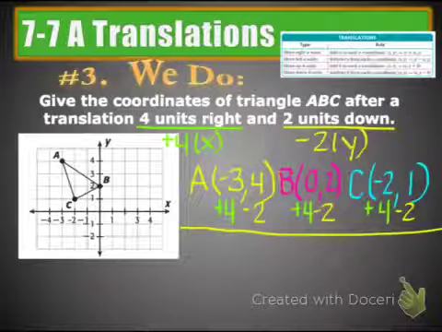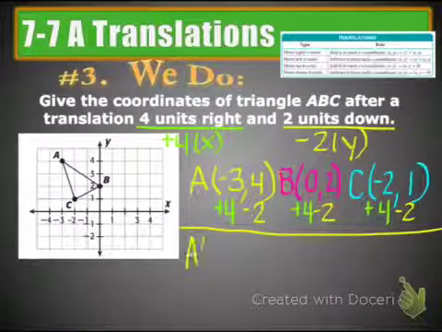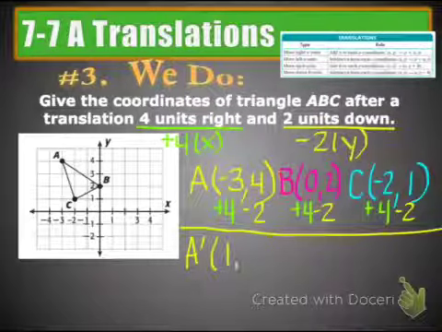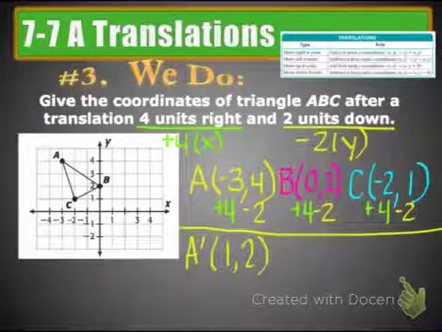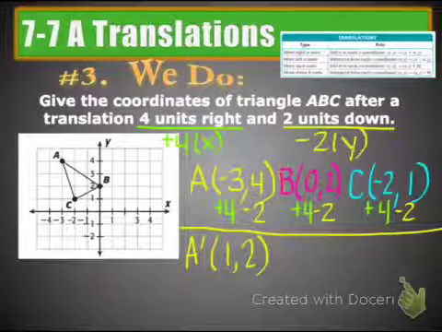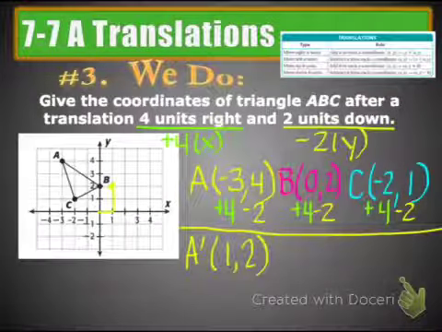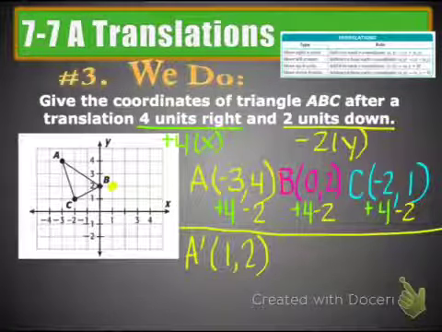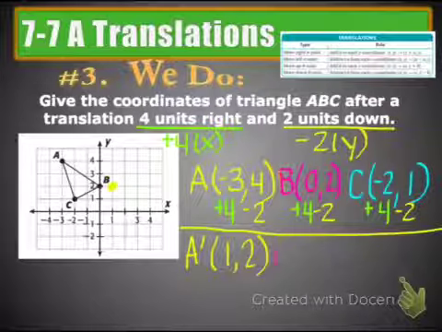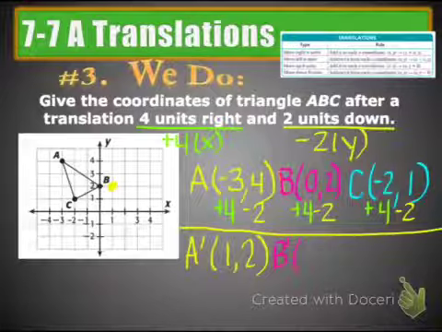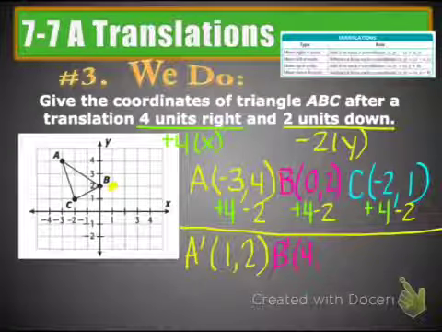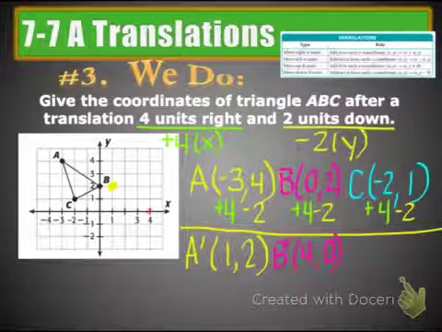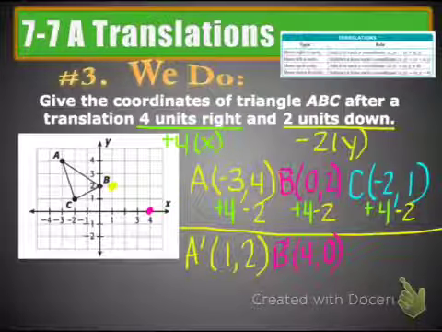So to get A prime, you have negative 3 plus 4, which gets us to positive 1, and 4 minus 2 is just 2. So over on my graph, I'm going to go to 1, comma 2. So over 1, comma 2, make a dot. Next, I'll do my B. So for B prime, I'm going to be at 0 plus 4, which is positive 4, and 2 minus 2, which is 0 for my y. So over 4, comma 0, and that's my B prime.